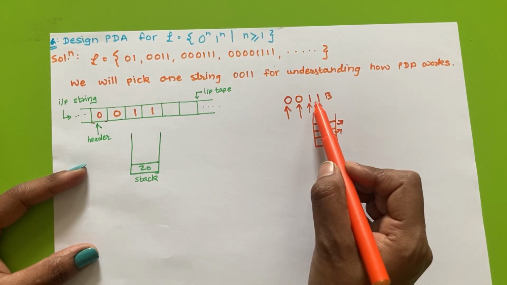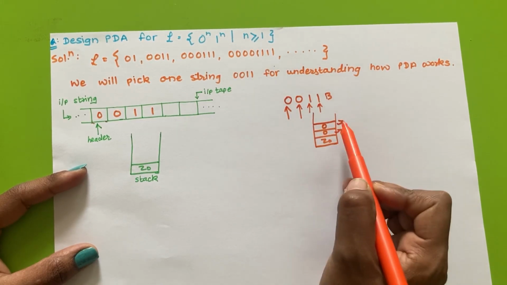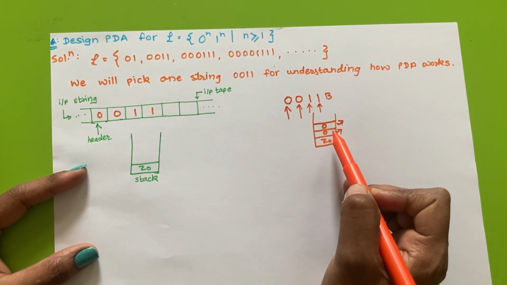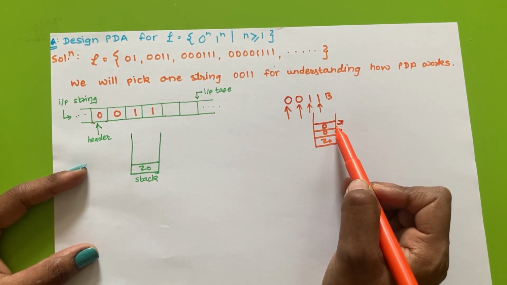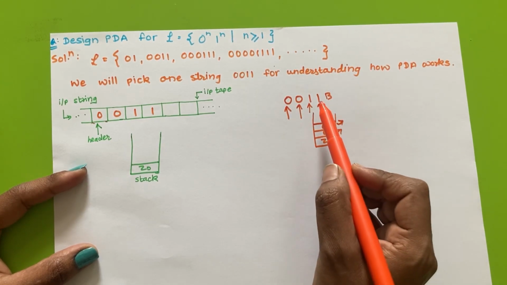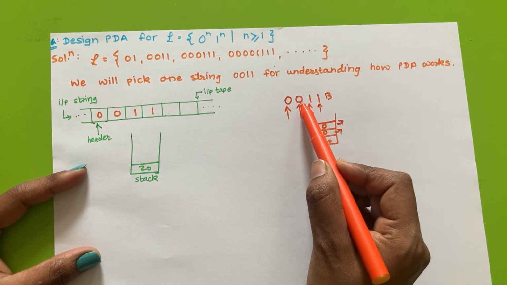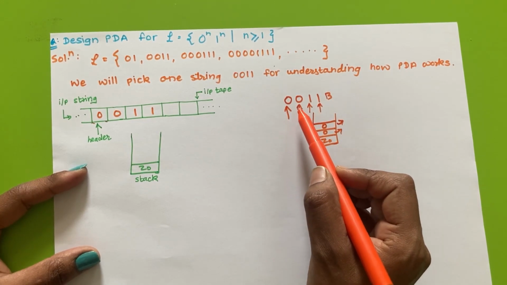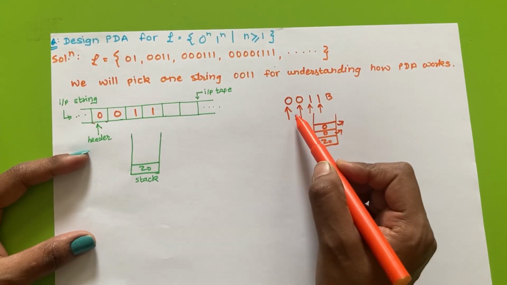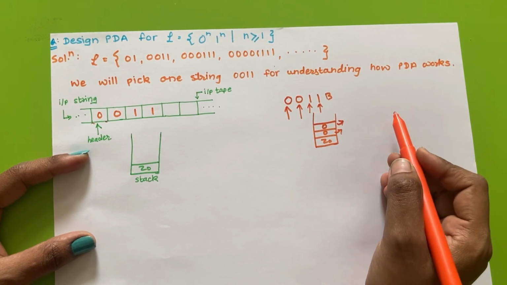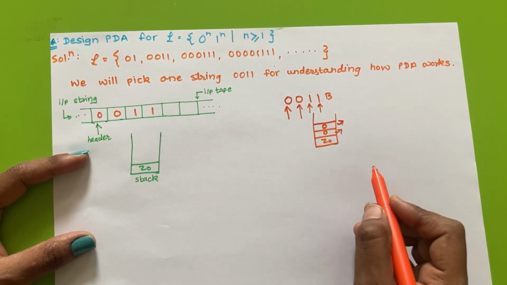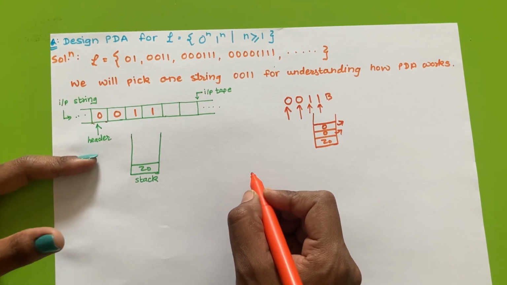Okay, so to remember this number of zeros, we have pushed all the zeros on the stack. So whenever we have ones, we pop these zeros from the stack, so we can match every one with a zero. Here we have performed 2 operations, that is push operation and pop operation. So we will list out all the transitions for the given operations.